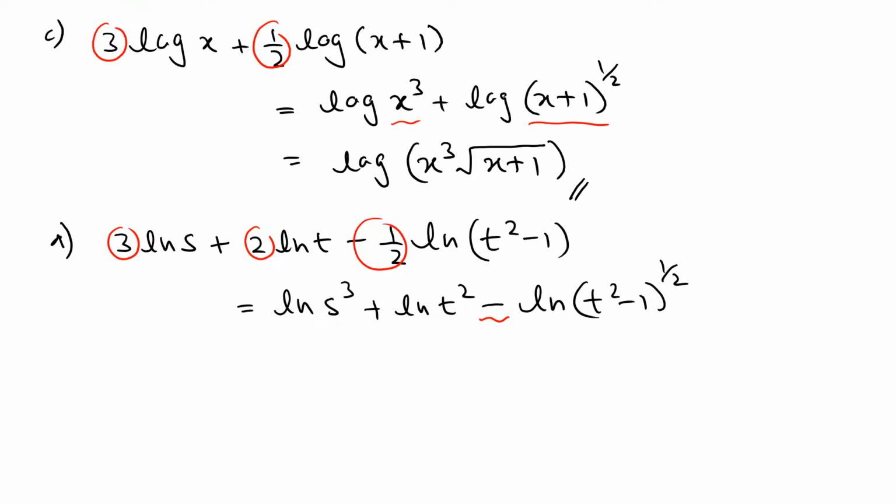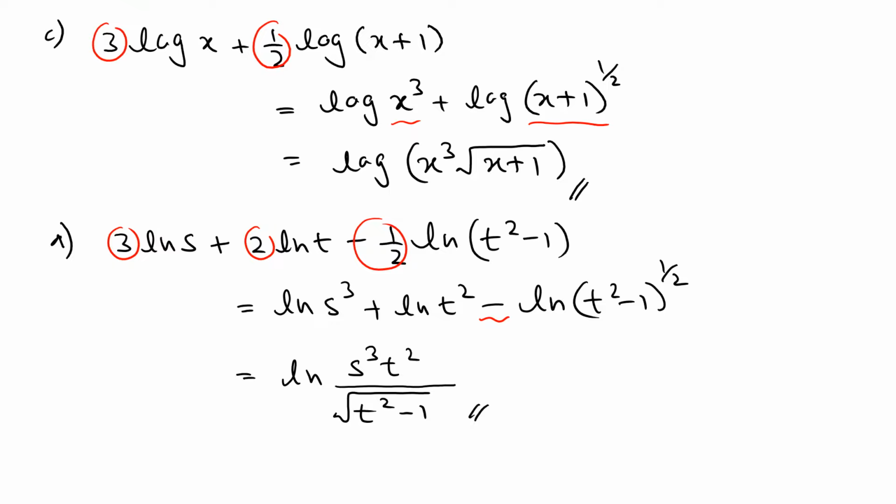So now we have two additions and one subtraction. That means we can combine all three together. So you can write this one as natural log of s cubed multiplied by t squared and divide by, because of the negative sign, the square root of t squared minus 1. And in this case, you do not need a parenthesis because it's just one fraction. So you take the natural log of that. Okay, so that's how you write it in the condensed form.